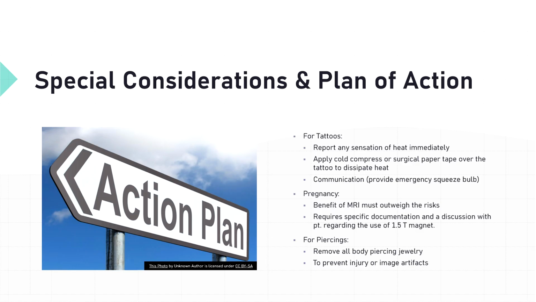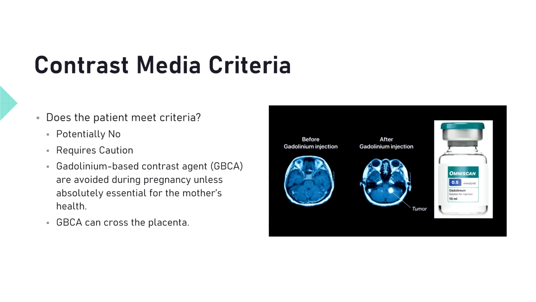For the pregnancy, I think it's important for the MRI tech to weigh the benefit of the MRI over the risk, and it also requires specific documentation and discussion with the patient regarding the use of the 1.5 Tesla magnet. And for the piercing, I would ask the patient to remove all body piercing jewelry to prevent injury or image artifacts.